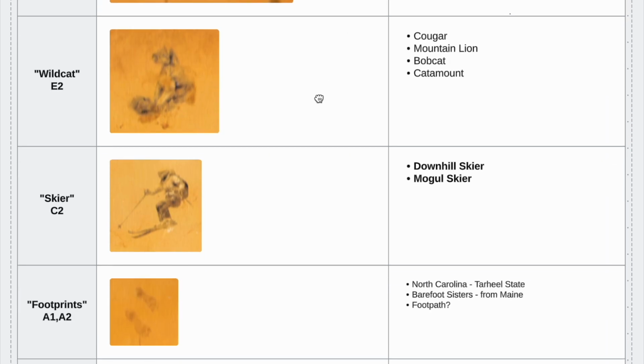And then next we have the wildcat, the cougar, the mountain lion, the bobcat, the catamount. And then some people say this is like a person's head. Yikes. So there was some discussion about whether it's a cougar, a mountain lion, a bobcat, a catamount. The catamount is a university mascot for both Western Carolina University and Vermont State University, I believe. The problem with cougar, mountain lion, bobcat is they're not necessarily native to areas on the Appalachian Trail.